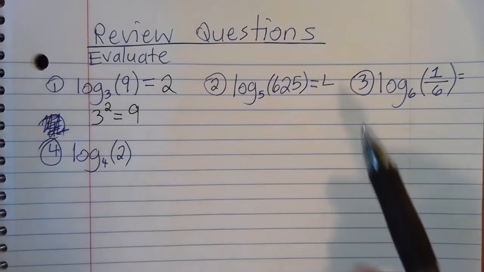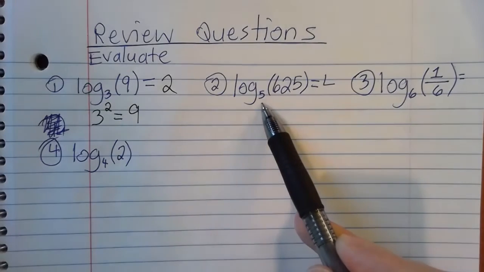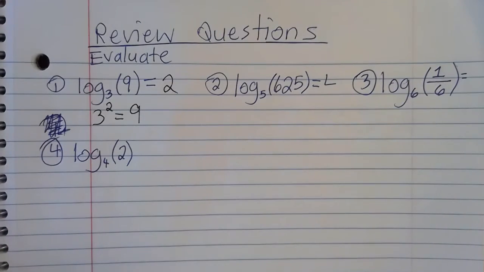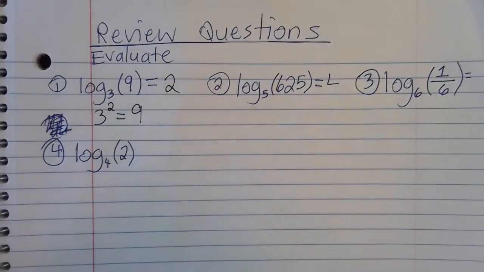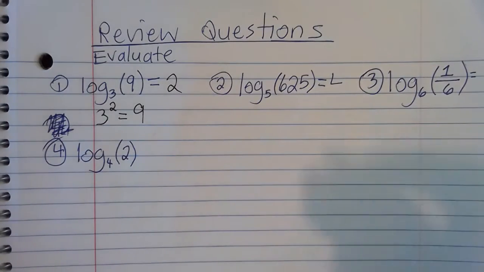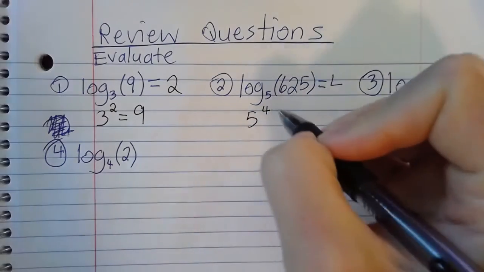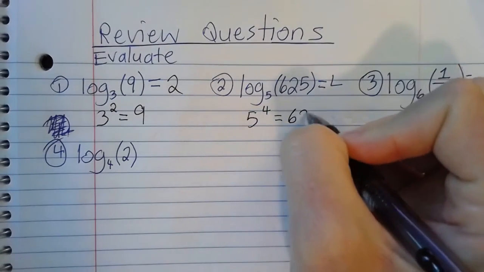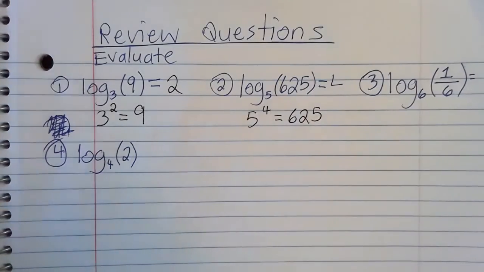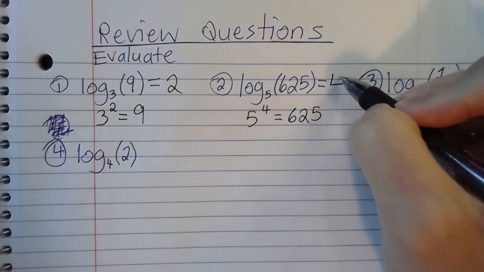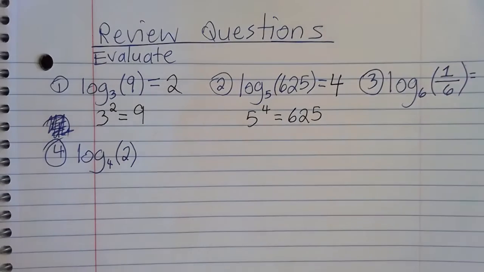In number 2, we're looking at log base 5 of 625, so 5 to some power is going to be equal to 625. Now, that's a large number, and you might need a calculator to help you, but you would eventually figure out that 5 to the fourth power is equal to 625. That means that log base 5 of 625 is equal to 4.